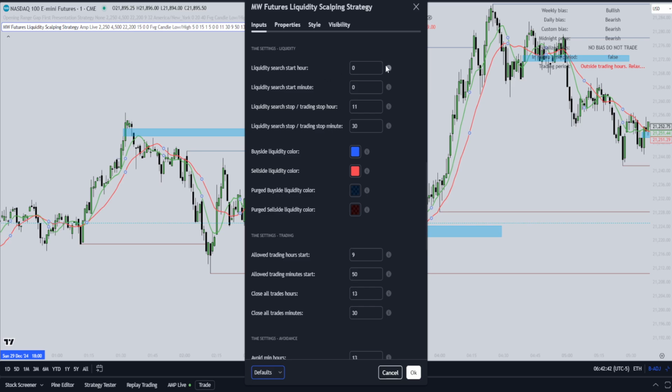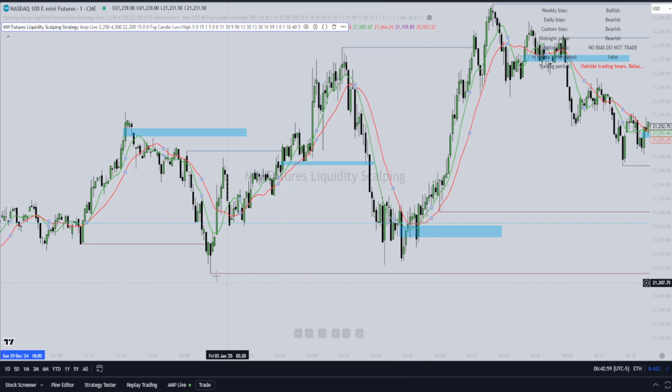And it's set at 0. What does the tooltip say? So what hour should we start looking for liquidity? And the one after that is the start minute. So what minute should we start looking for liquidity? These first two will determine the moment in time at which we should start looking for liquidity.